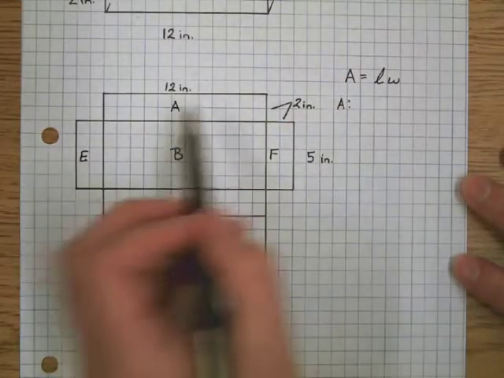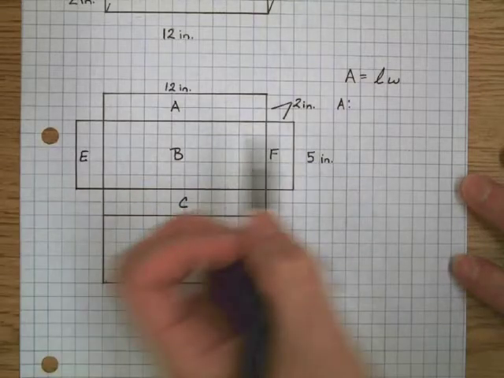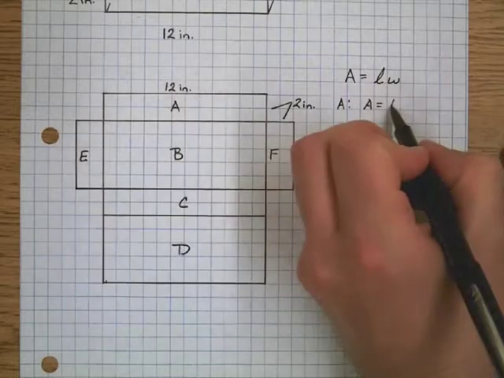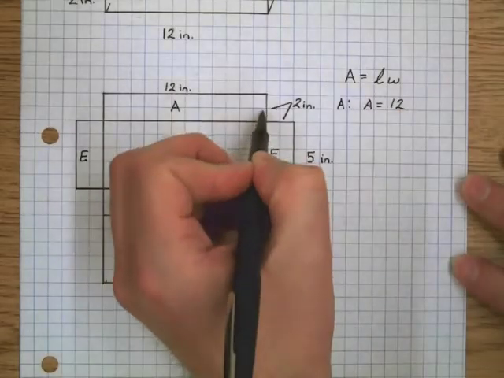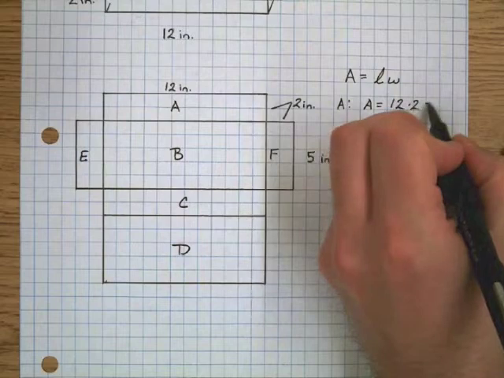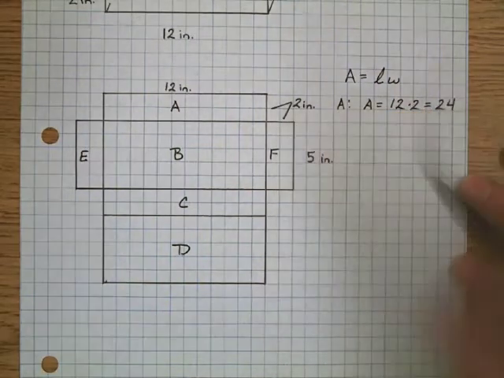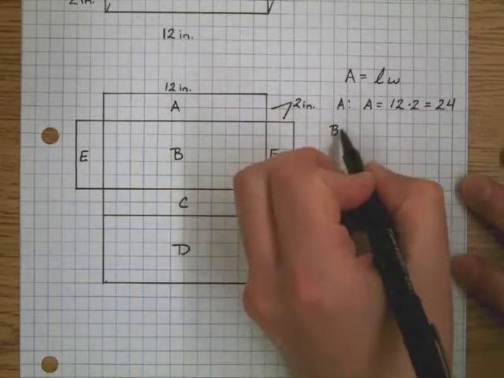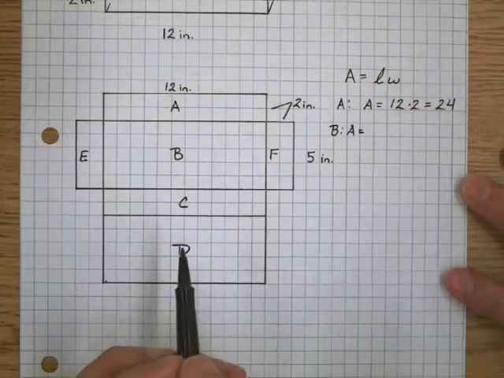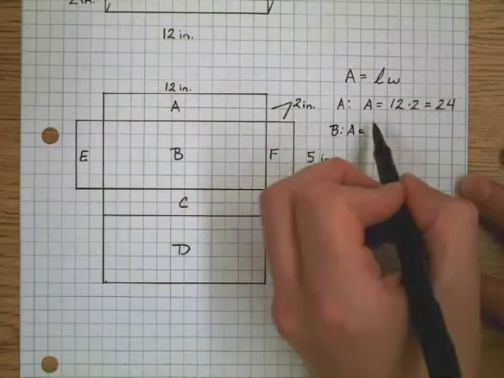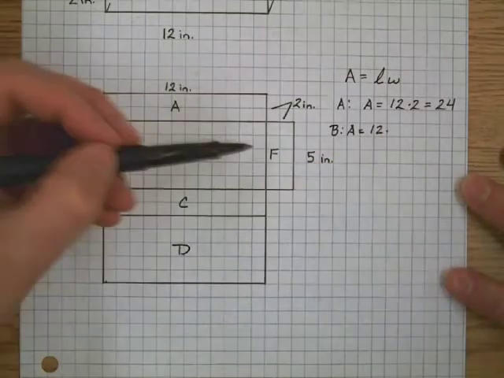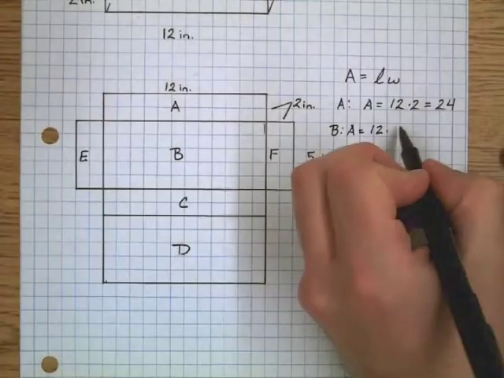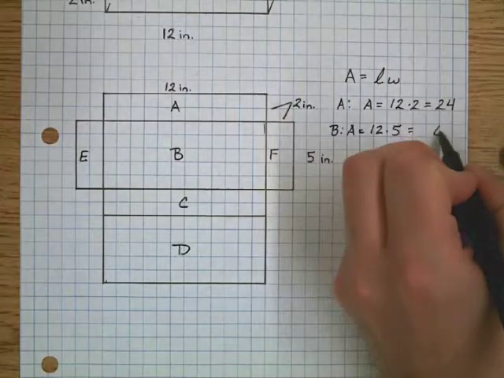The area of rectangle A would be the length, which is 12, times the width, which is 2, and that is 24 square inches. Let's take a look at B. The area equals the length times width. Our length is still 12, but in this case our width is this distance here, and that distance is 5. And 12 times 5 is 60.